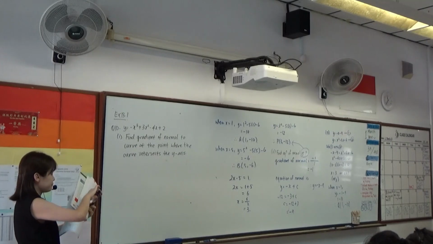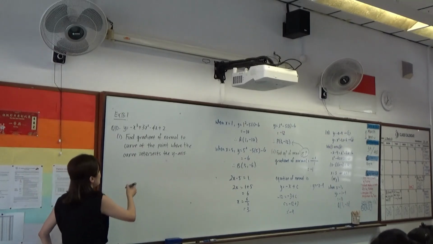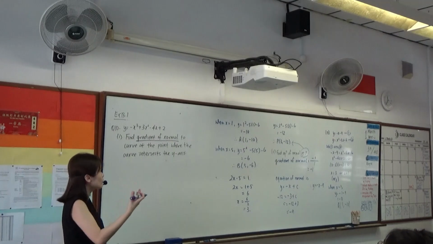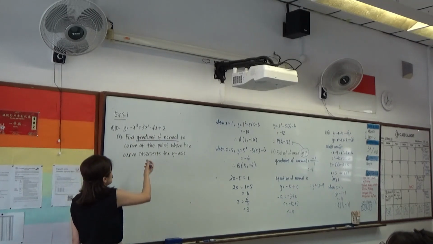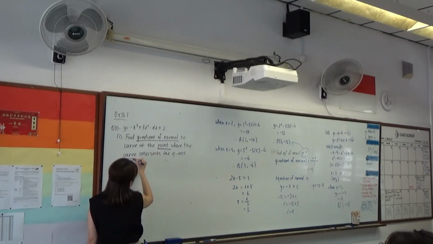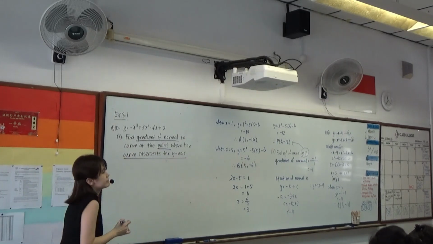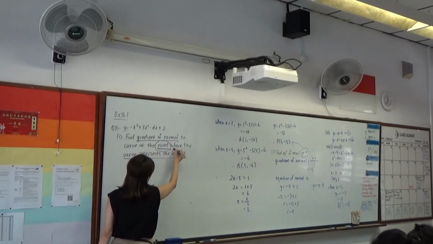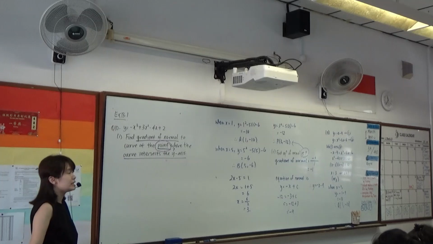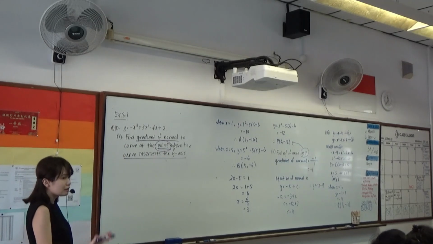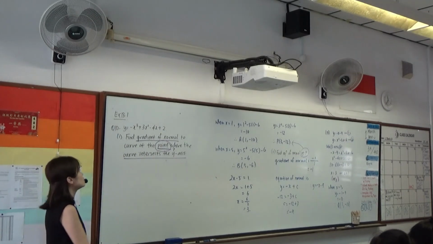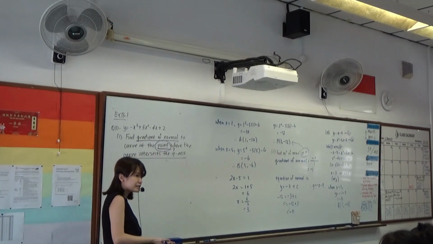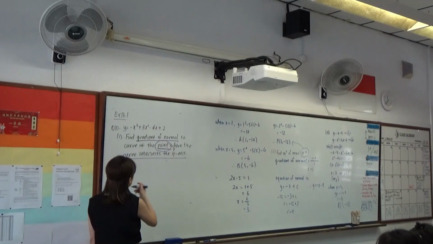We have a curve. Question wants us to find the gradient of the normal to the curve. To find the gradient of a normal, there must be a point. This point is where the curve intersects with the y-axis. So that means that I need to first find out the coordinate of this point, especially the x-coordinate, because without the x-coordinate, there's no way for me to know what the gradient is, because when I differentiate, everything will be in x. I must know the x value to substitute, right?